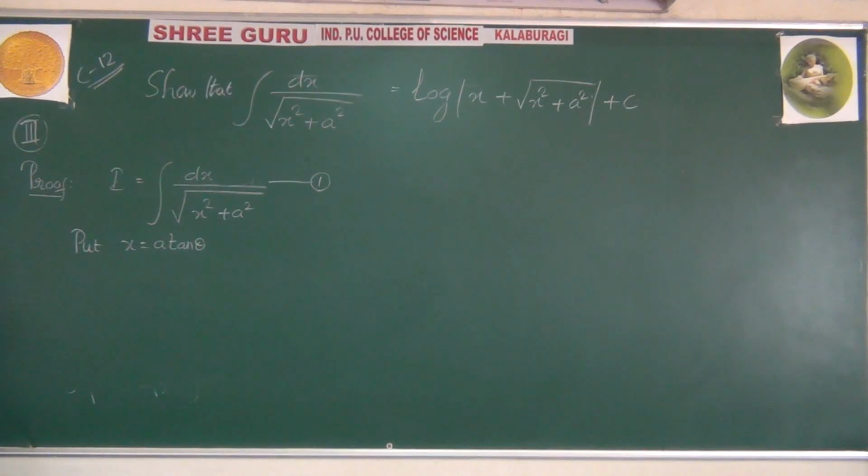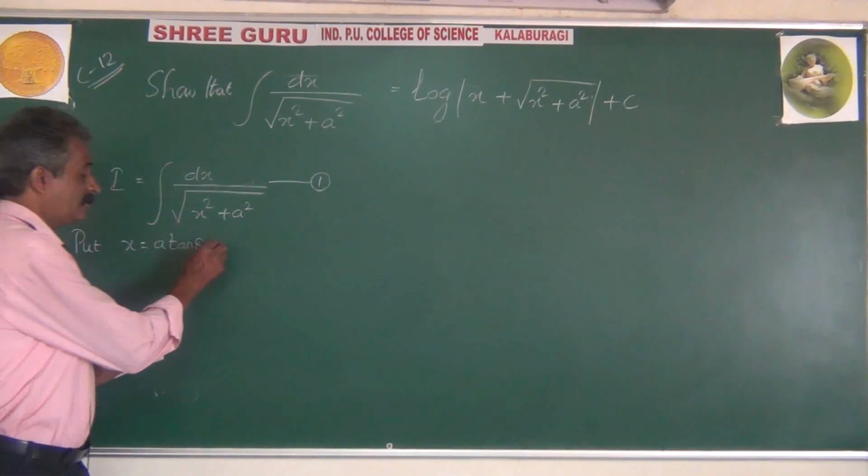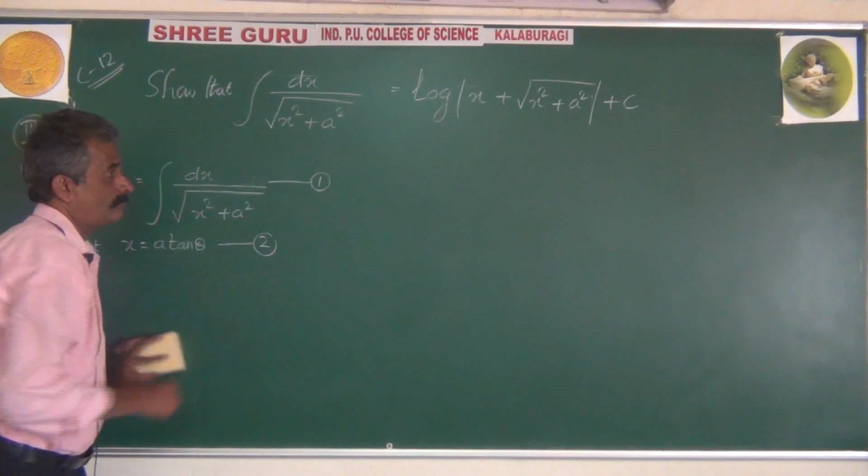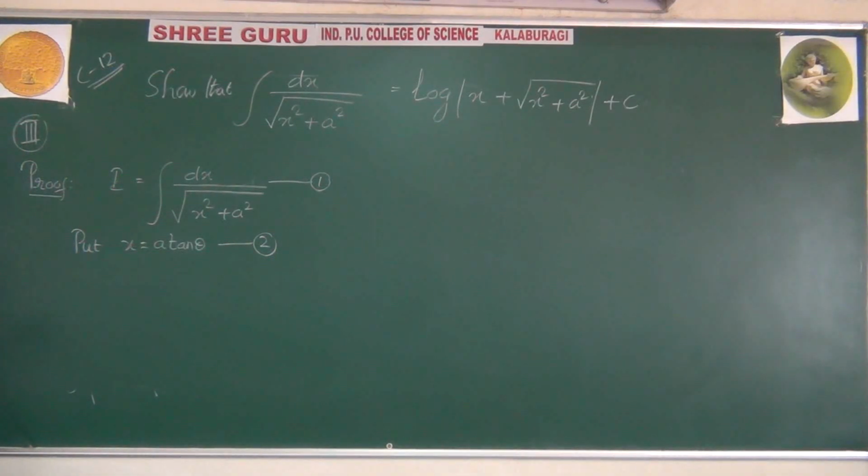If x is a tan theta, what is tan theta? x by a. What is theta? Tan inverse of x by a. Keeping that in mind, call this 2. Differentiating 2 with respect to theta, dx by d theta is equal to a secant square theta, or dx equals a secant square theta d theta.